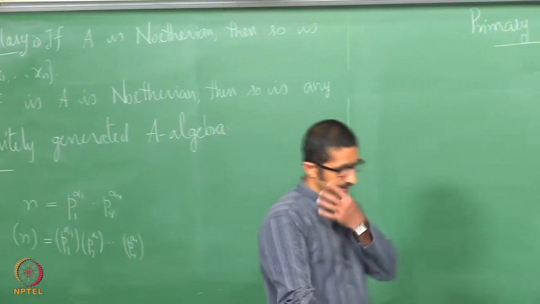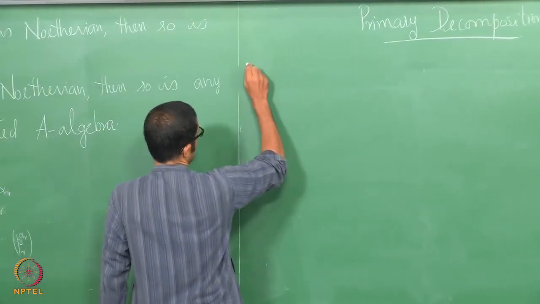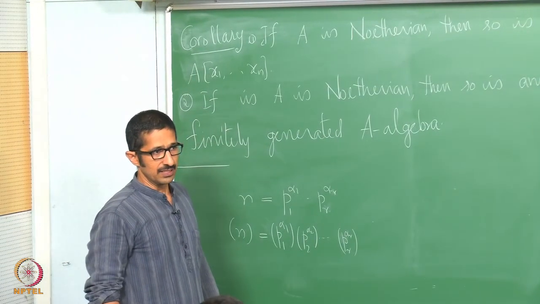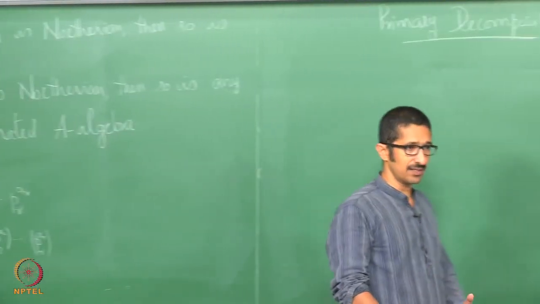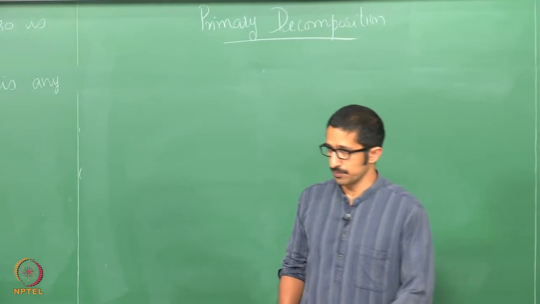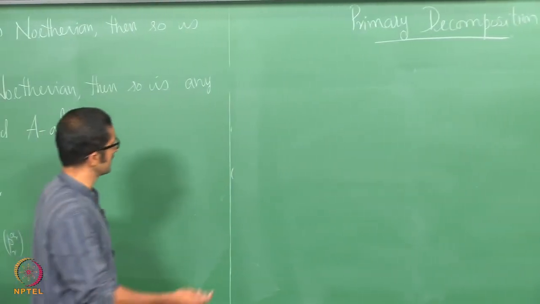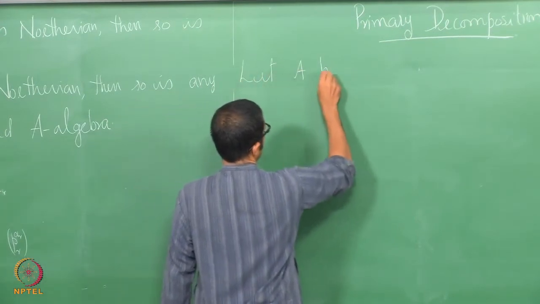Let us begin with the definition of primary ideals. For the definition of primary ideals and so on, we do not need any Noetherianness. When it is Noetherian, things are much nicer. Many properties are nice when the ring is Noetherian. So let us start with a commutative ring, A a commutative ring.